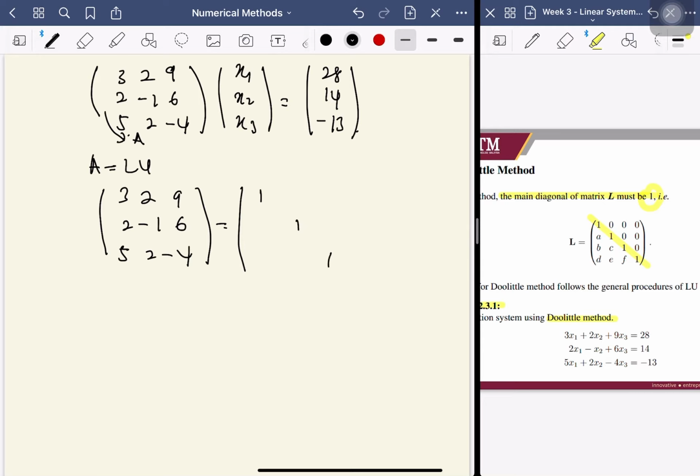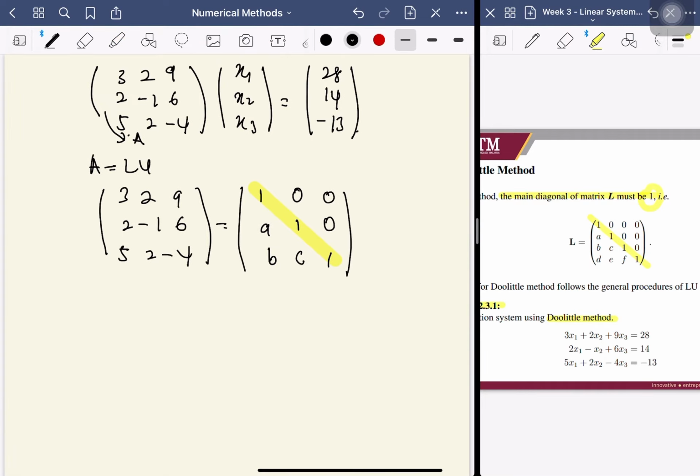So the entries that you should figure out are these: A, B, C. This one will be 0. Based on the definition for L, this will be the main diagonal, right? And all the entries above it should be 0. So we have to figure out the values of A, B, and C. But before that, this one is for L.